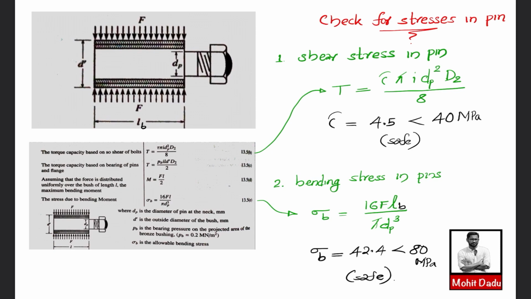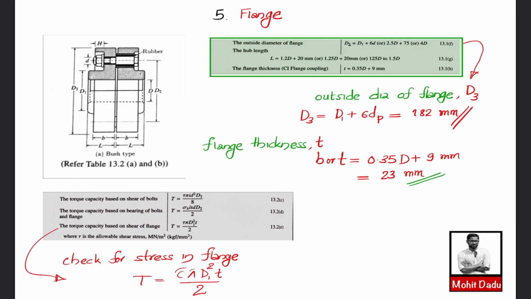So we'll be proceeding to the design of the next component, or the last component in our case, that is the design of flange. So flange you are already knowing. Flange is the element which is getting connected to each other with the help of these pins. So flange is having some dimensions, which are the outer diameter of the flange D3 and the thickness of the flange T, or here it is mentioned in terms of b.